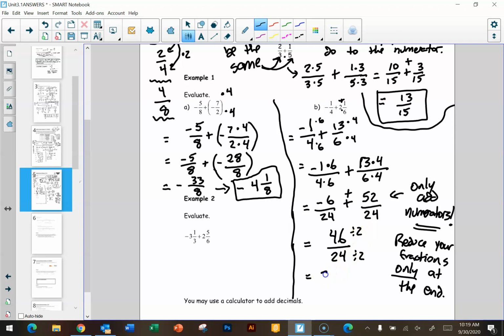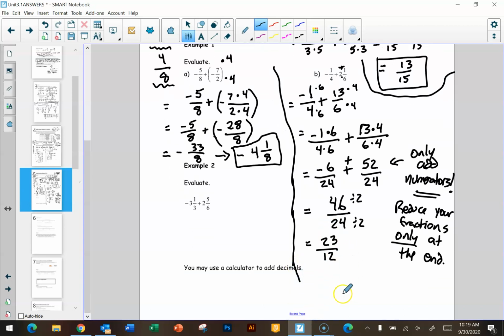46 divided by 2 is going to be 23. 24 divided by 2 is going to be 12. 23 is a prime number. So I can't do anything else to simplify this as a fraction, but once again, this numerator is higher than the denominator, so I can write this as a mixed fraction. How many times does 12 fit into 23? It fits in 1 time. It can't quite fit into, it's close, but it can't quite. So it fits in 1 time.